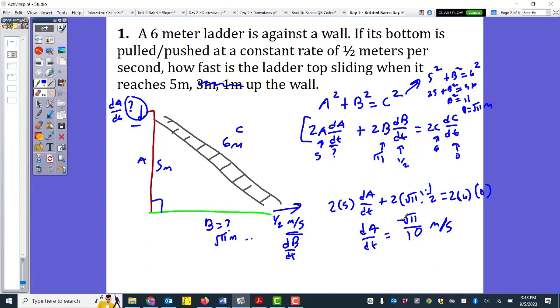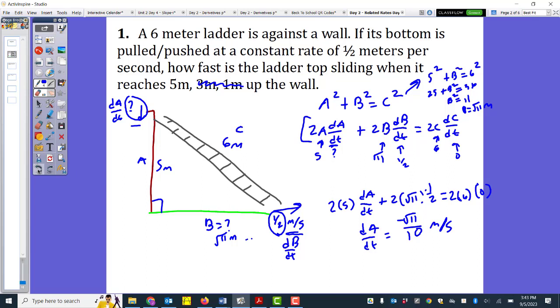We counted this as a positive because we counted the 1/2 as a positive because we said the ladder was moving away from the wall there. If it was moving toward the wall, that means this side, this green side, would be getting smaller. Anytime a side is getting smaller, the rate is negative. Anytime a side is getting bigger, the rate is positive.